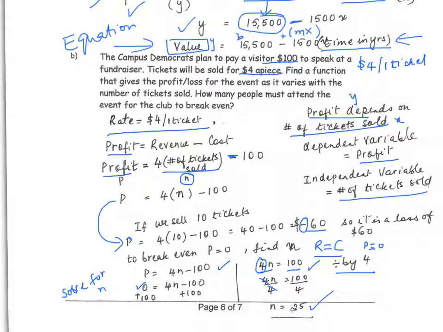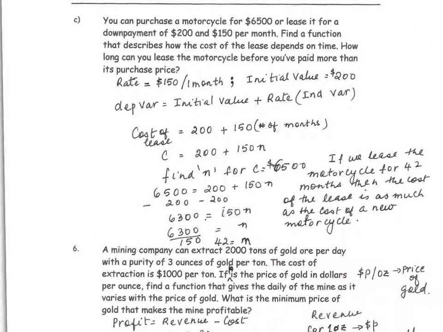So in order to break even, just to make sure that they are able to cover at least the cost of this event, they need to sell 25 tickets. If they sell anything more than 25 tickets, they make a profit. Example here, very similar to the previous two.